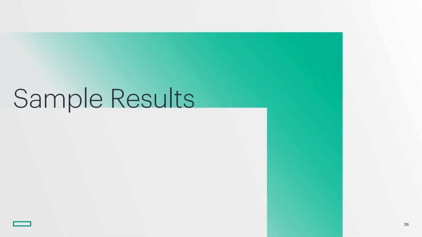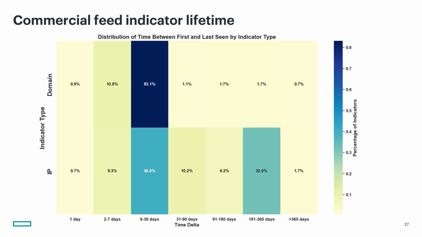Now, let's look at some sample results. The top section here is for domains. The bottom section is for IPs. So what this is saying is, in a threat feed, domains come in and get flushed out. On average, 83% of domains tend to stay in a feed between a week and 30 days. Whereas IPs tend to stay a lot longer. IP addresses, once they get into a threat feed, could be there for like a year. As you can see, like 32% stay between 6 months and a year in a threat feed.